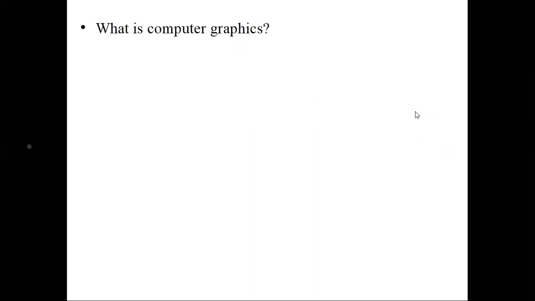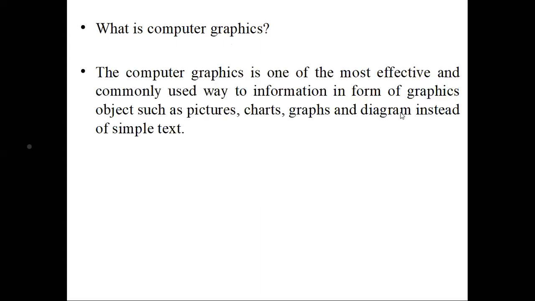So we have already seen what is computer graphics. As the name suggests, computer and graphics, you are going to prepare the images or any object with the help of computer, and then you are representing or displaying those objects with the help of some hardware or software. It is one of the most effective and commonly used ways to present information in the form of graphics objects like pictures, charts, graphs, and diagrams instead of simple text.